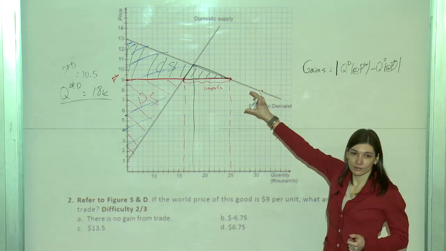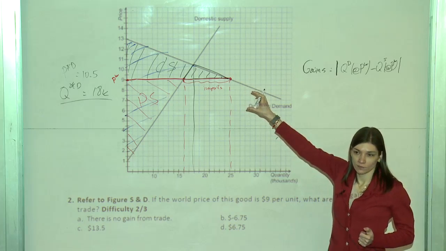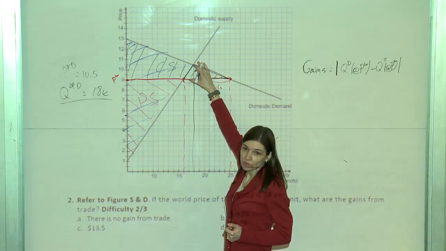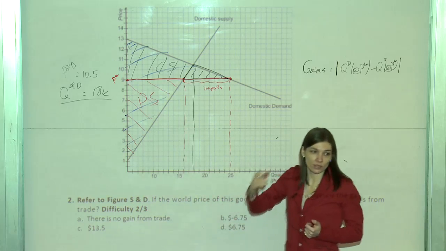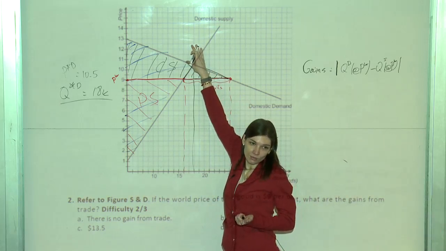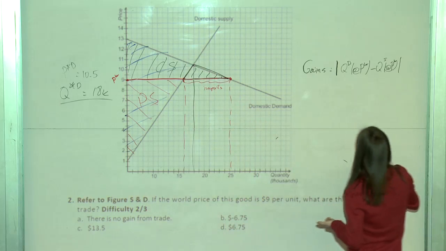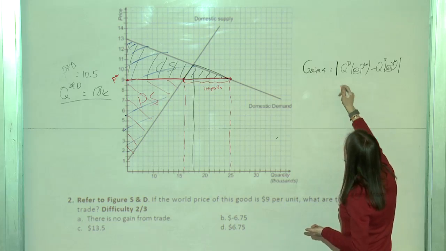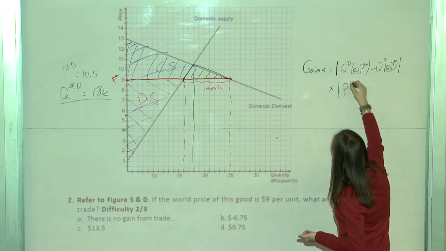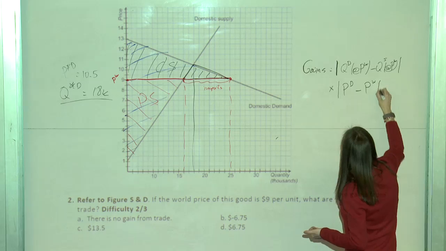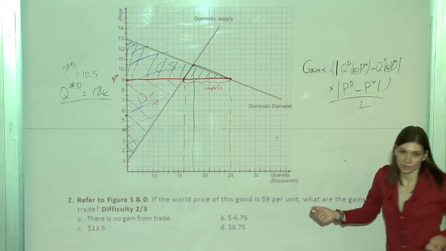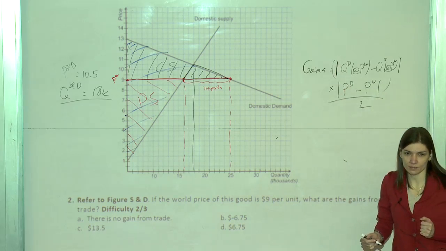And then what's the height of this triangle? It's the difference between the prices. The difference between the domestic price in equilibrium and the world price. And again, if the world price is higher, then it would again be the difference, so I'm just going to put it again as absolute value. So it's this times the difference in the prices, the domestic price minus the world price in absolute value. The whole thing divided by 2, because it's the formula for a triangle. Does that make sense?